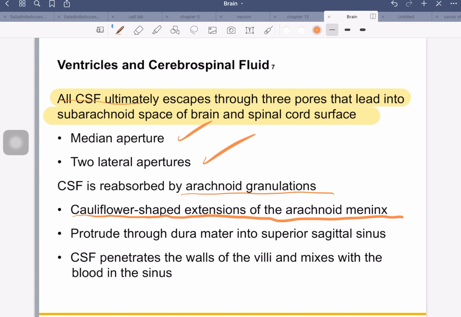They're these extensions of the arachnoid layer into the blood sinus. So they protrude through the dura mater and into the superior sagittal sinus. And the CSF basically penetrates the walls of the villi and mixes with the blood in the sinus. So I'm able to return that fluid and some of its constituents back into the blood.